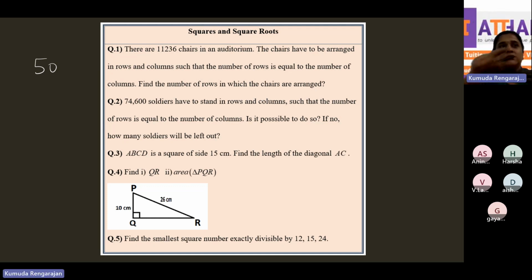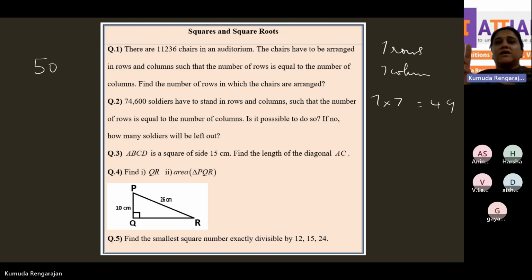10 in a row, then 10 in a column. No. So supposing we have 50 chairs and we'll have to arrange the 50 chairs in equal number of rows and columns. Then you'll have to arrange the chairs in 7 rows and 7 columns, because 7 sevens are 49. Okay, and 1 chair will be left out.